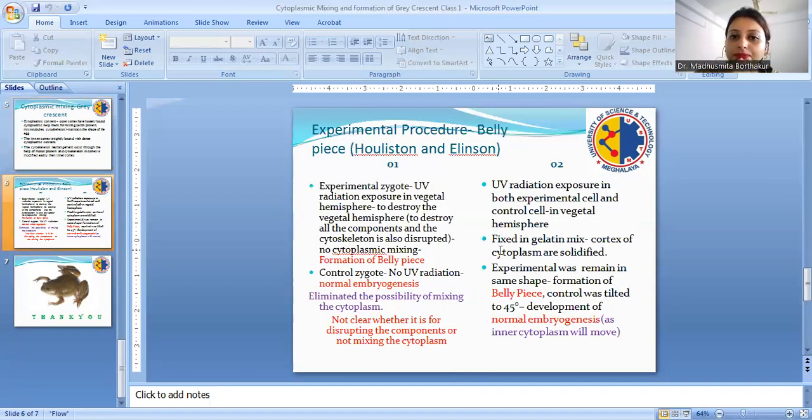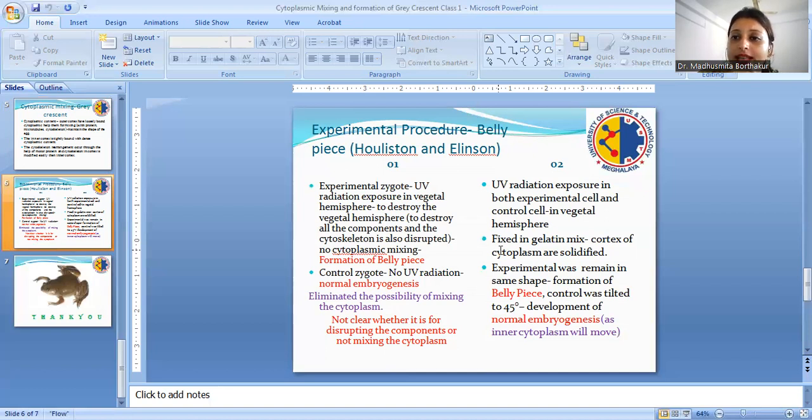Now, there was some experimental procedure done by early embryologists like Holtfreter and Allison. That is the formation of a belly piece. In developmental terms, if an abnormal piece of mass is formed, that is known as a belly piece. Till then, the scientists did not know what leads to the formation of the embryo. Whether it's the morphogenetic component in the cytoplasm, or the cytoplasm itself, what is the important factor for making the proper embryo.